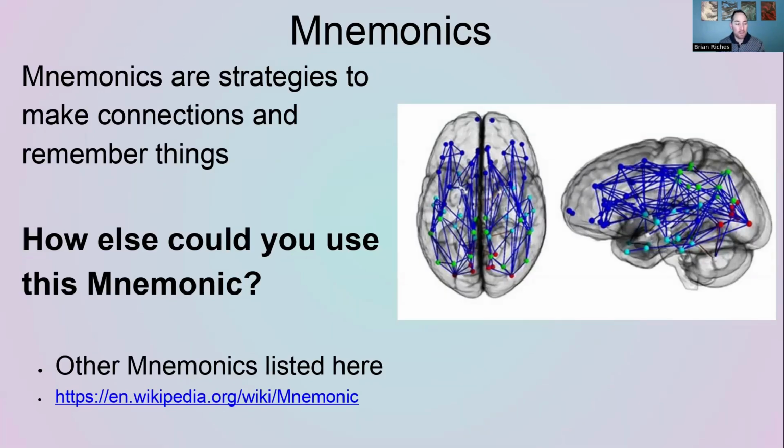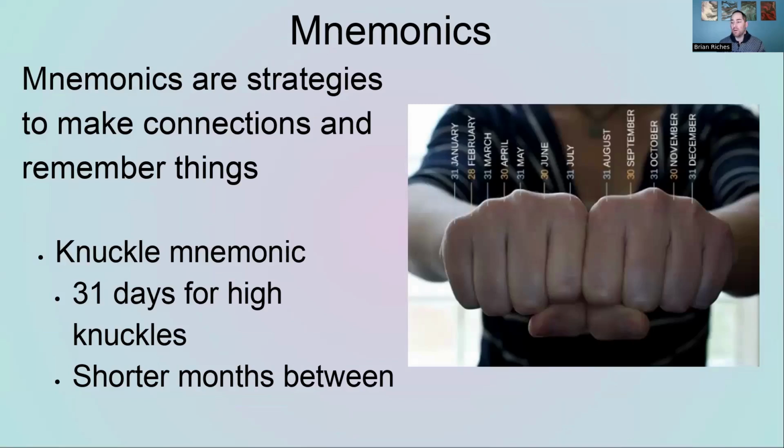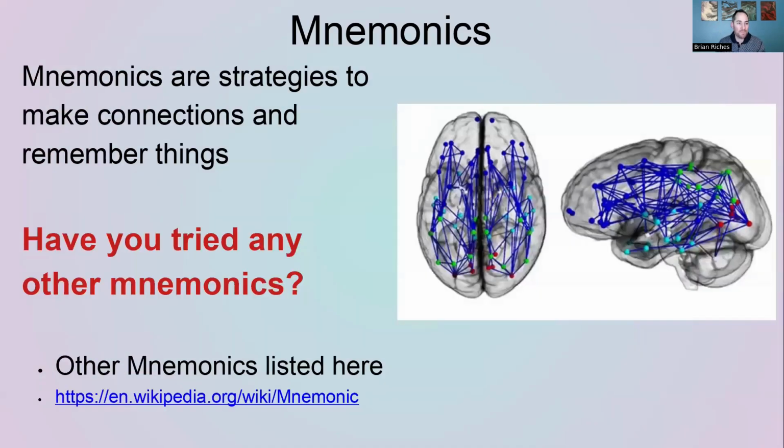Here's another example of one that exists. You can use your knuckles for the days of the year, whether it's 31 or 30 or 28, depending on whether the knuckle is going up or down. The shorter months are in between, in the gap between your knuckles. So that's a mnemonic you can use. It's just using other tricks. Mnemonics, you could call it a memory trick.